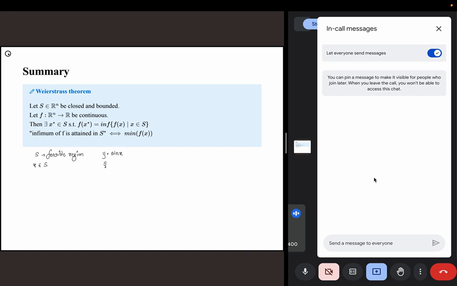S is basically x can be from minus infinity to infinity. So this will be my search space. We can always restrict this search space to be closed, where we already discussed what closed means. When we say it's a closed set, we need to have something like minus pi by 2 to pi by 2. Why is this a closed set?